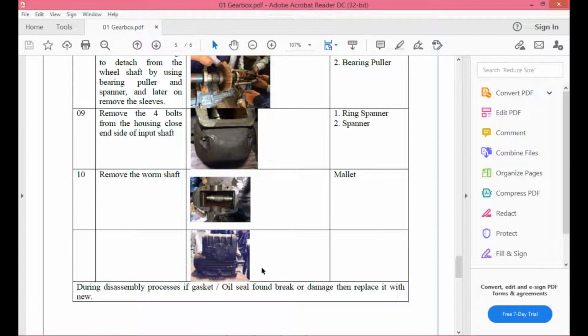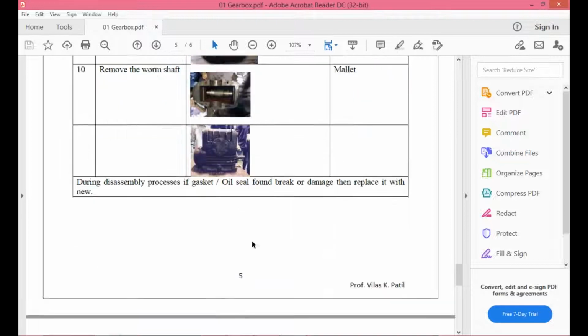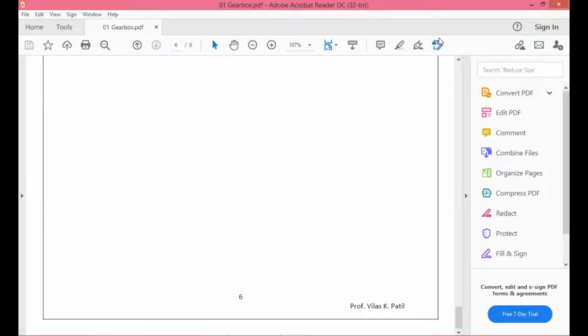Even during the disassembly, if any part or component has failed, you can replace that component. Either you can go for proper lubrication, you can use grease. If the gasket has failed, you can replace that gasket with a new one, right? If the component has failed, you can replace it with a new component and proceed with the assembly. So this is for the gearbox.